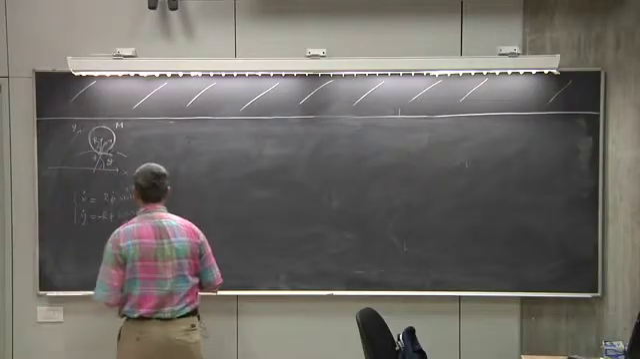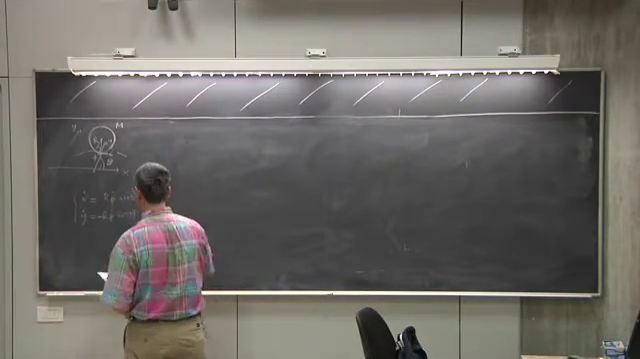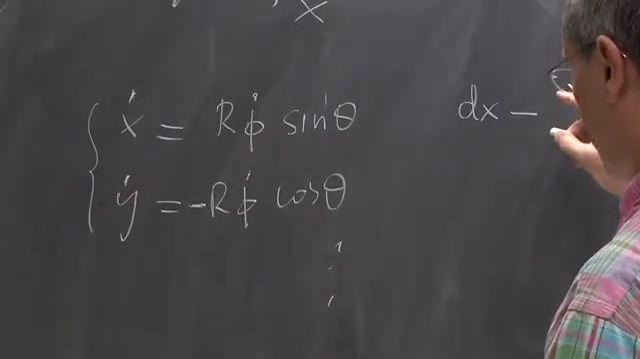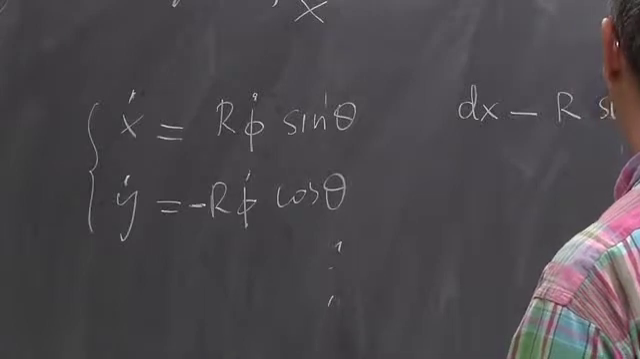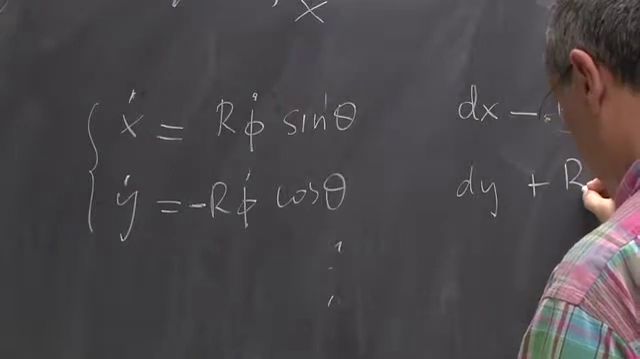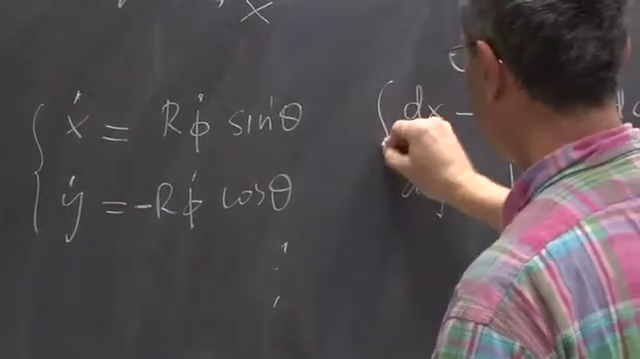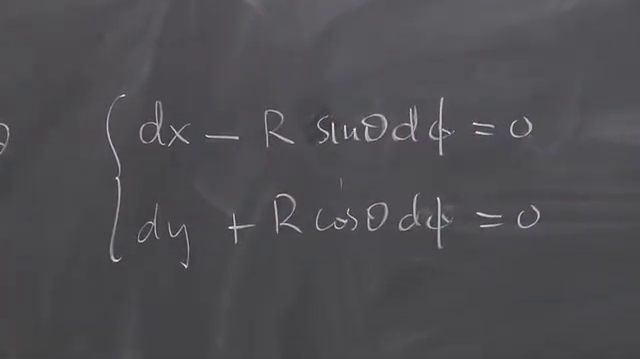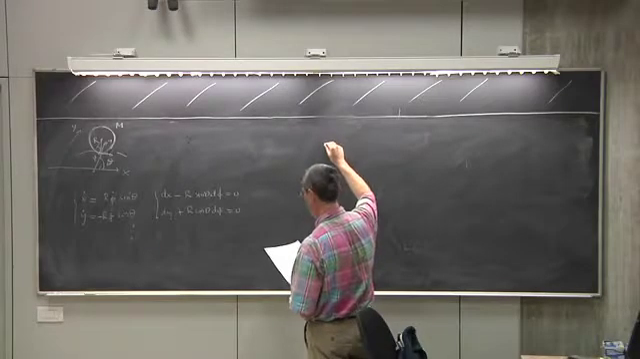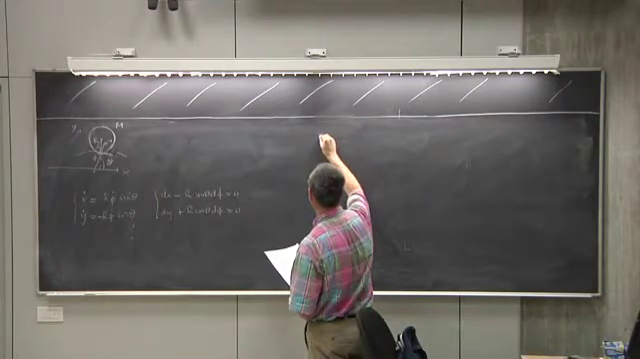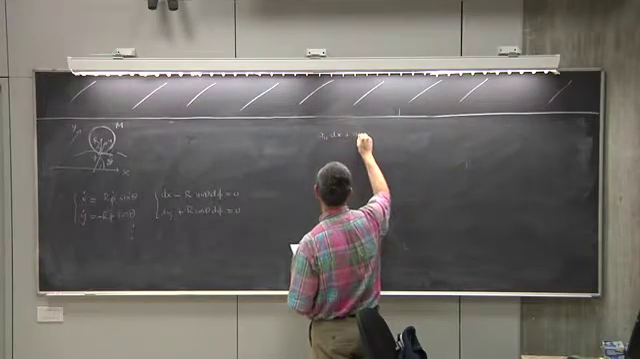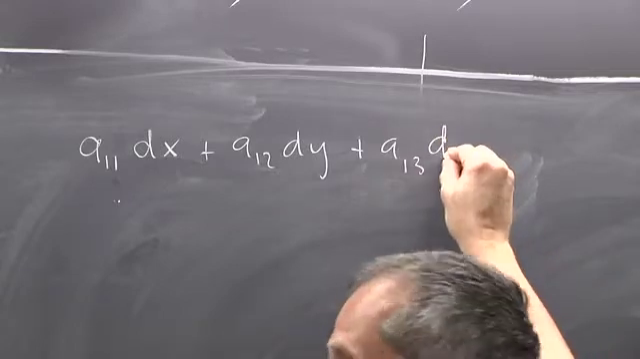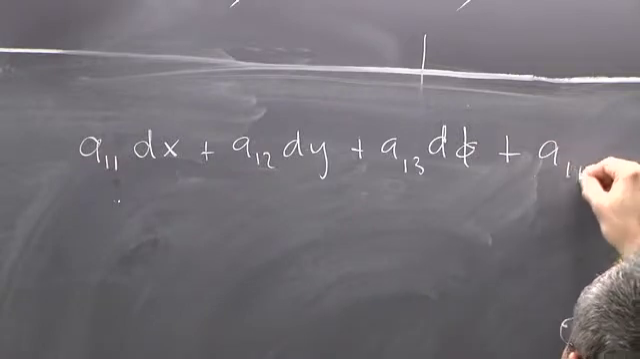You see now you have two of them. And I can write it in differential form as I did before, by bringing everything to the other side. So I have dx minus R sine theta d phi equal to 0. And then I have dy plus R cosine theta d phi. Now I have a system with 4 degrees of freedom. So in general, if I write, you remember this Lagrangian multiplier thing, I have a system with how many? Four. So A11 dx, plus A12 dy, plus A13 d phi, plus A14 d theta.